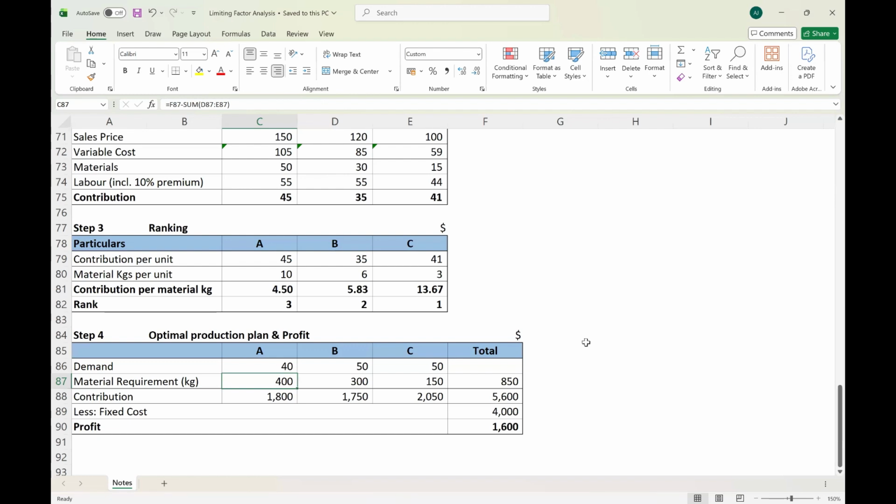Now, how many units of A can I make? Can I make full 50? No. If I make full 50, I will need 950 kgs in total. But I don't have that. I just have 850 kgs. So out of the 400 kgs, what I will do? I will make 40 units.